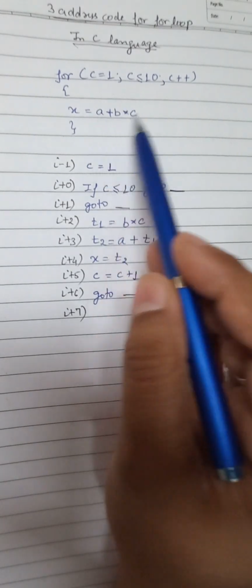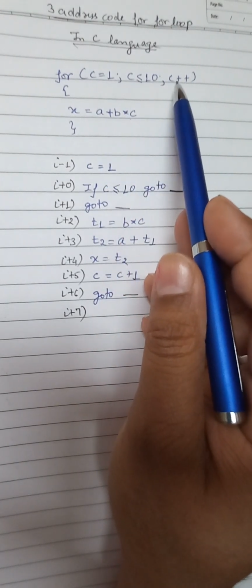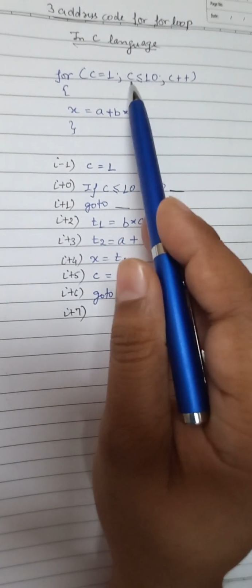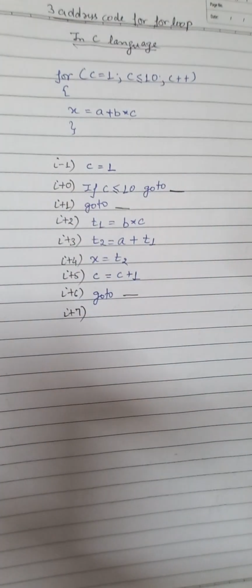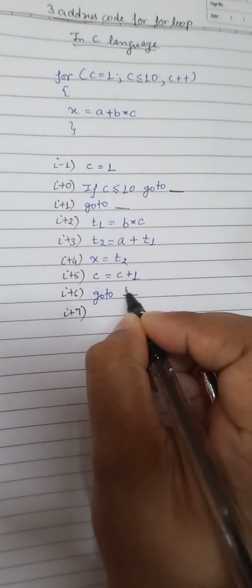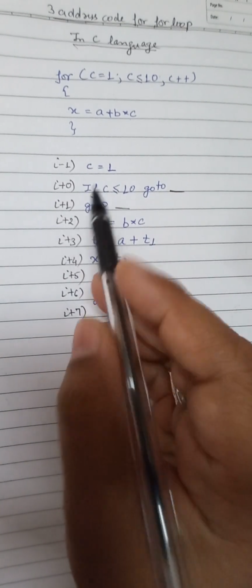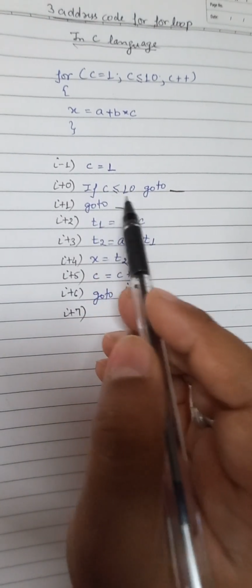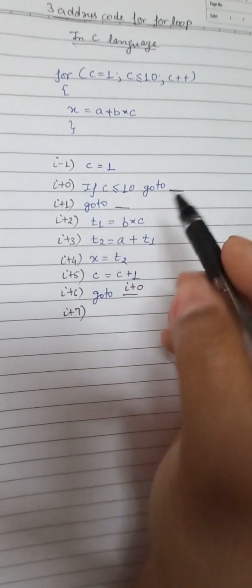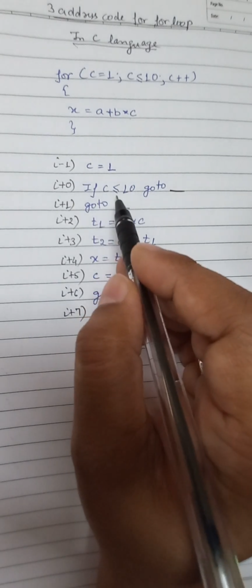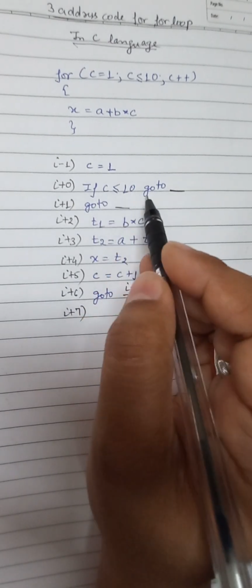Once we have calculated this and we have incremented the C value, then what should we do? We should cross check the condition of C is less than or equal to 10 or not. So where should we go? We should go to this line. So what are we writing? We are writing here I plus 0. So it will go to I plus 0. Again it will check. If C is less than 10, then again it will execute all these three lines, I plus 2. So we are able to see if C is less than 10, then go to where?